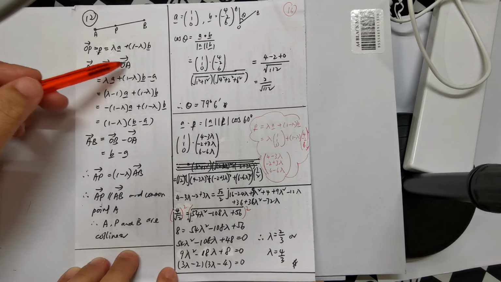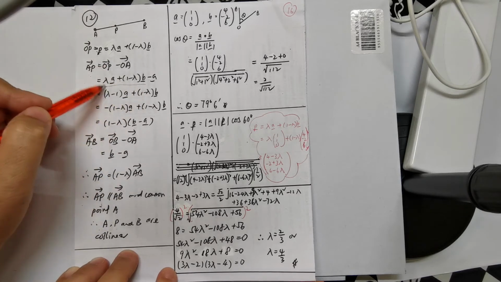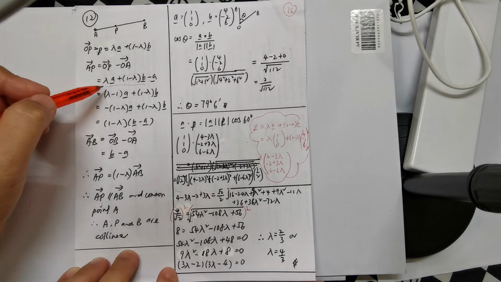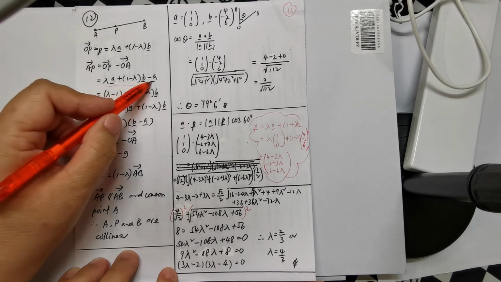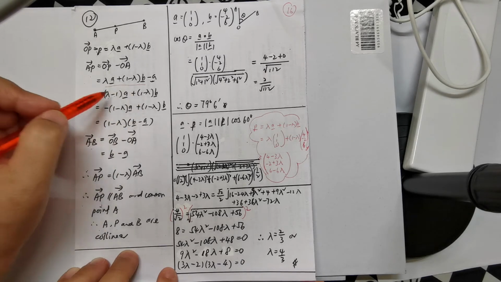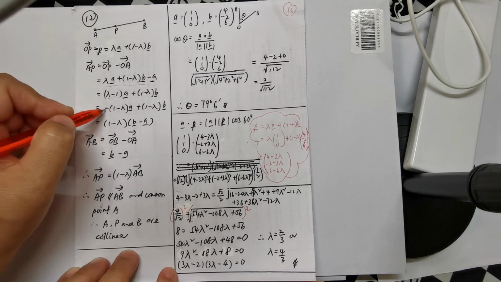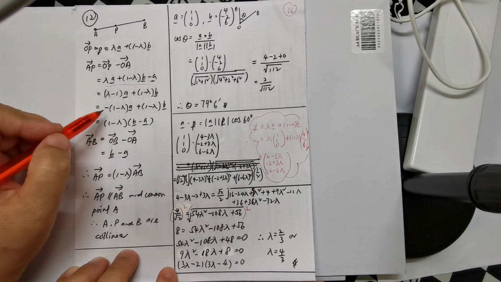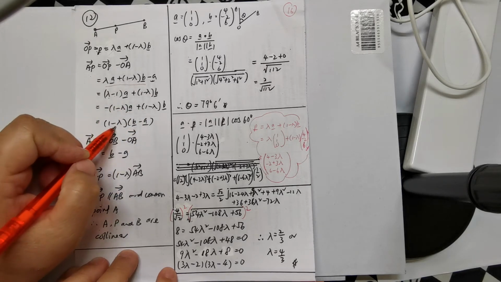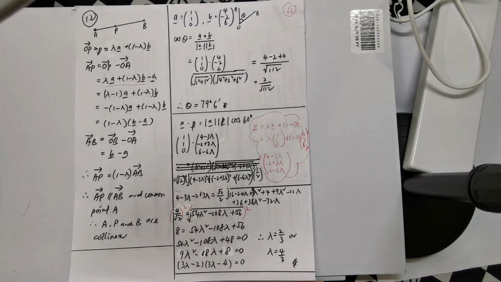AP is OP minus OA. OP is given, so this is OP minus OA. Expand it: lambda a minus a, so lambda minus 1 times a. This is 1 minus lambda, this is lambda minus 1. I want to make them the same, so I factorize out the negative 1. It becomes negative 1 minus lambda times a, and 1 minus lambda, 1 minus lambda, I factorize out. So it becomes 1 minus lambda times b minus a. So I get my AP.